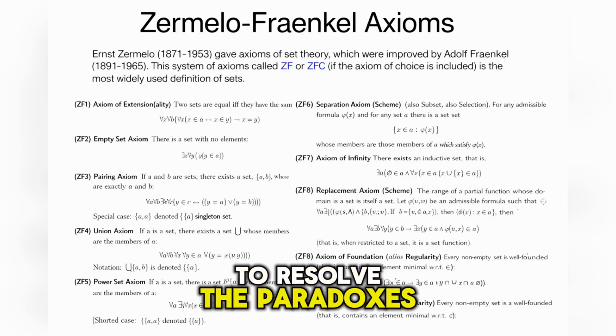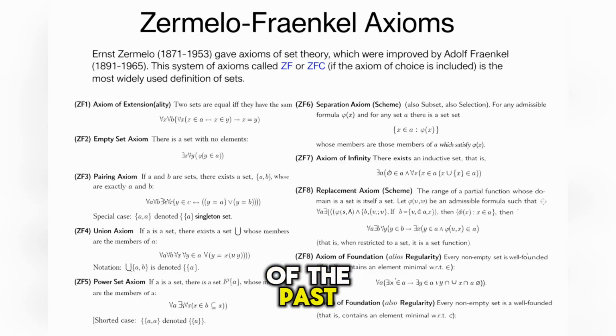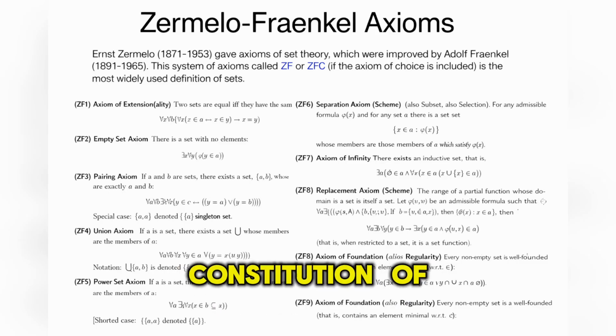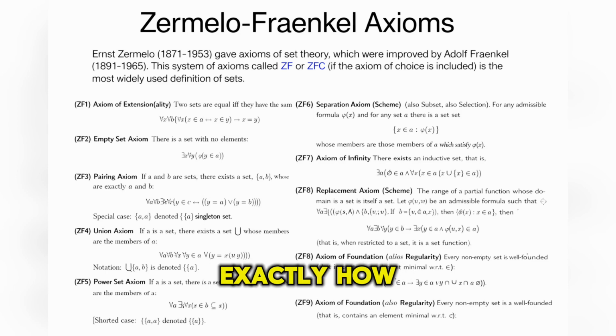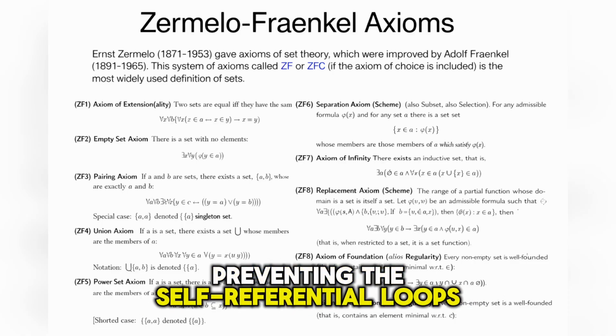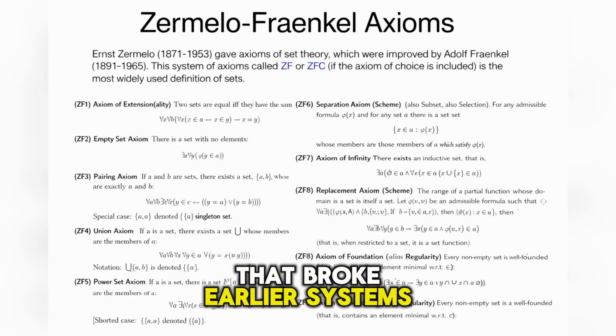2. Resolve the paradoxes of the past. The Zermelo-Fraenkel Axioms were established as the rigorous constitution of mathematics. These 9 rules dictate exactly how sets can be born. They ensure that we can only build new sets from existing ones, preventing the self-referential loops that broke earlier systems.